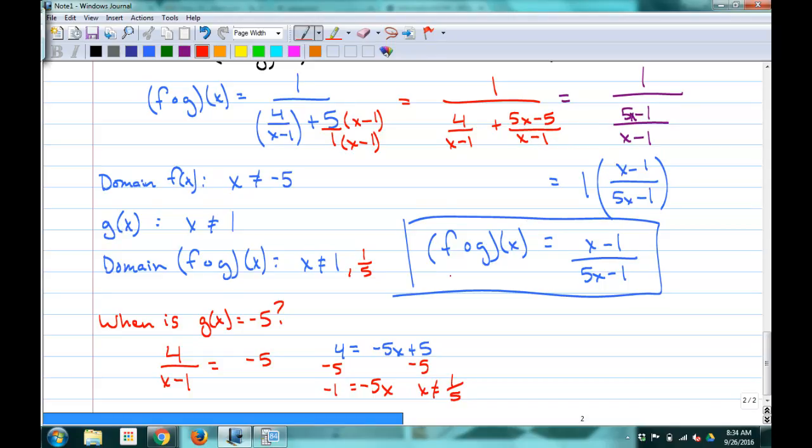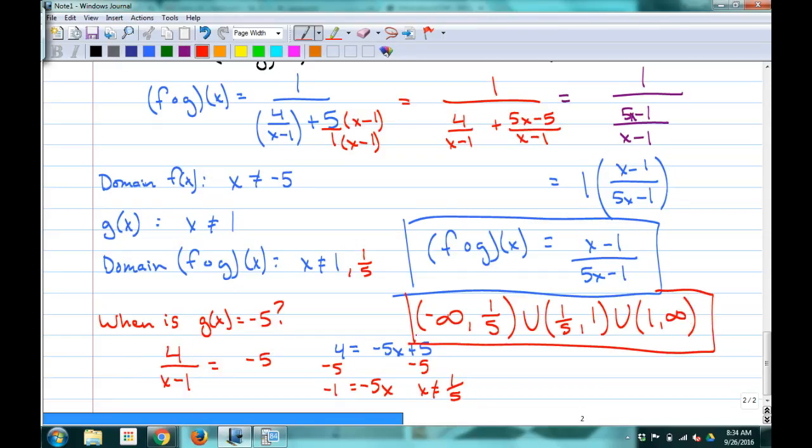So let's write that domain in interval notation. If x can't be 1 or 1/5, which one's the smallest number? 1/5, so it's got to come first. Union 1/5 to 1. Oops, forgot my u. 1 to infinity. And there's my domain of my composite function.